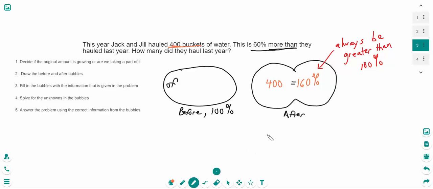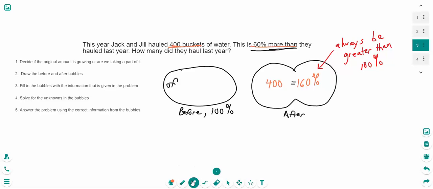Now make sure you understand that. 160% because we have the original 100%, but then we're also adding to that 60% more. And 100 plus 60 is 160%. All right, do you see how that works? Okay, then we're clear to move on here.